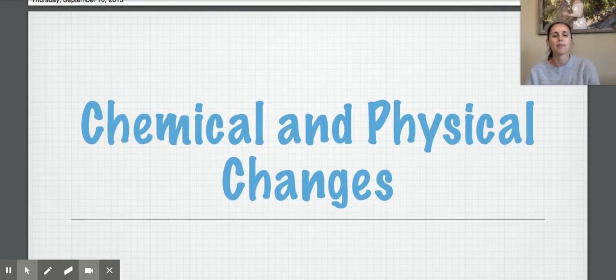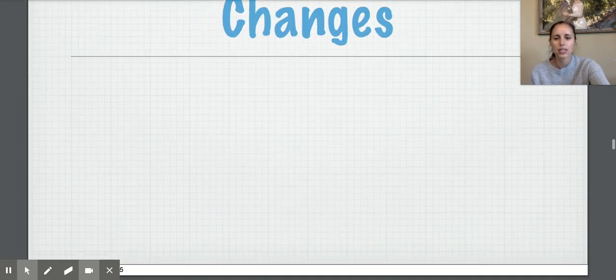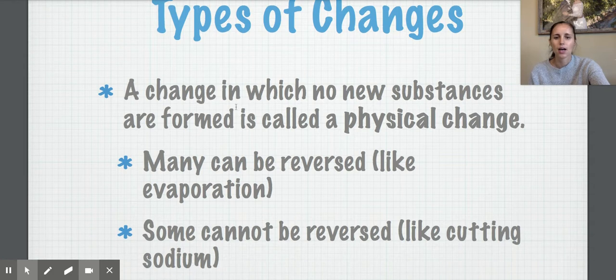Let's take a look at chemical and physical changes. So a lot of times in chemistry, we'll ask, did a chemical change take place? So let's look at the difference between them. Types of changes, we're going to start with a physical change. A change in which no new substance is formed is a physical change. That means that the molecules have essentially stayed the same. Many can be reversed, like evaporation. Some cannot be reversed. So sometimes you can't put things back together, but it's a good rule of thumb. If you're not sure if something is a physical change, ask, could I reverse it or not?